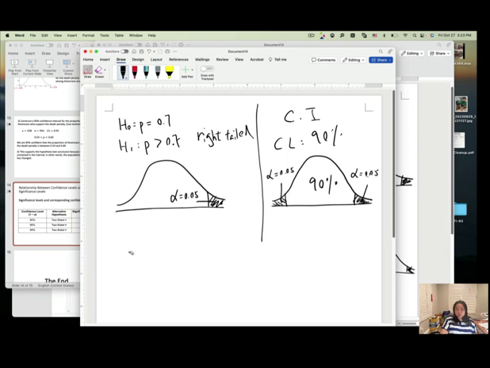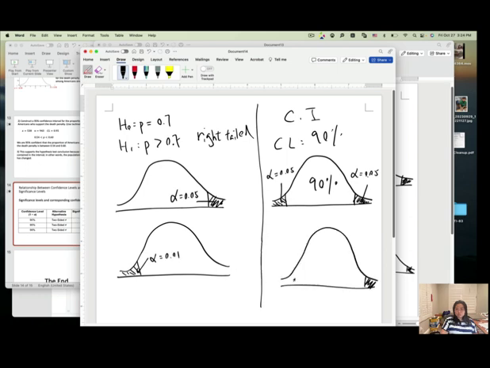So one more example. Let's say this time I'm working on the left tail. My significance level is going to be 0.01. If I'm working on the confidence interval, it is always two-tail. When this is 0.01, same thing, this tail has to be 0.01. Okay? So 0.01 plus 0.01 will be 0.02. 0.02 means I'll be working on a 98% confidence level. Get the idea?